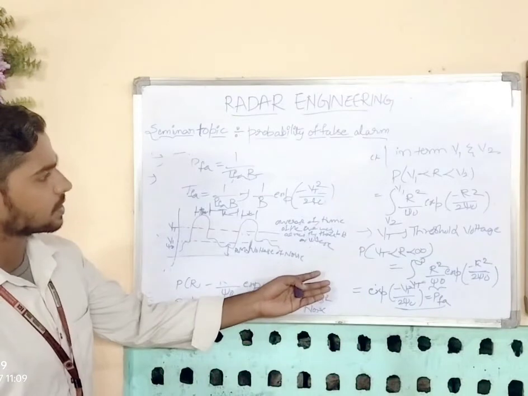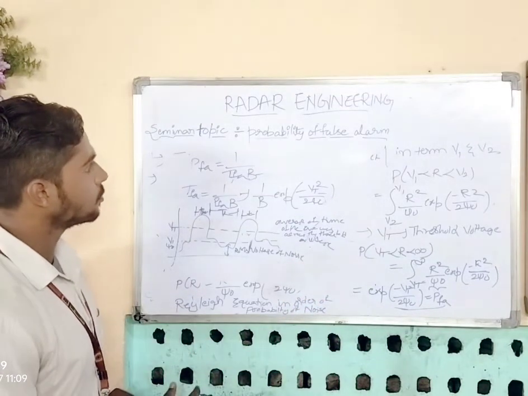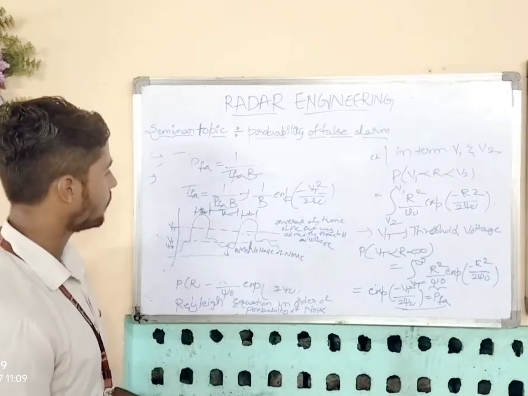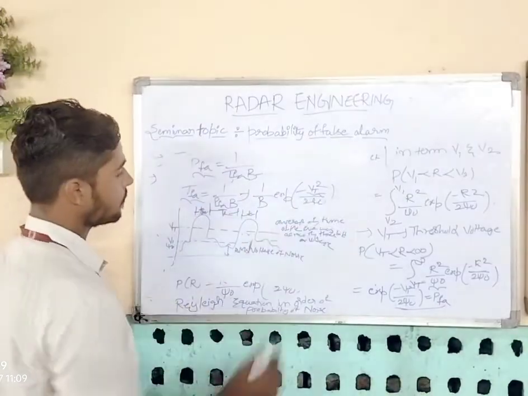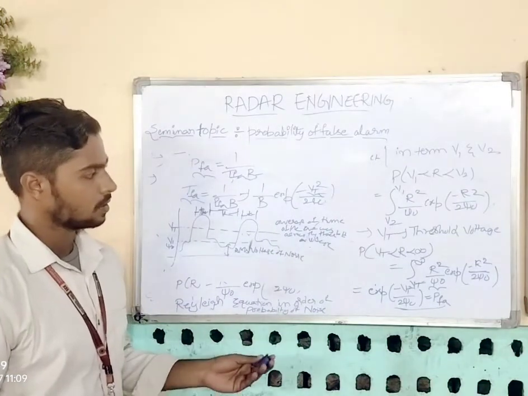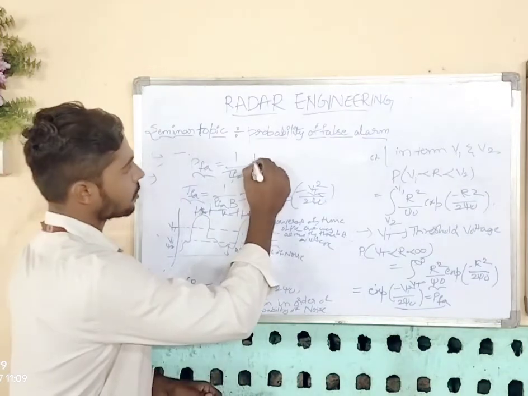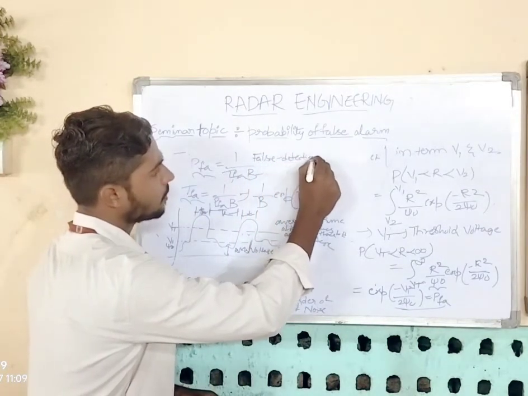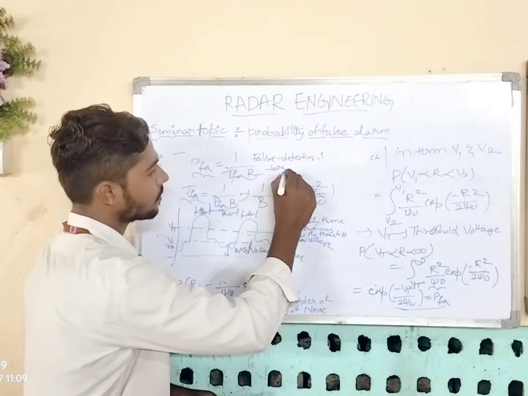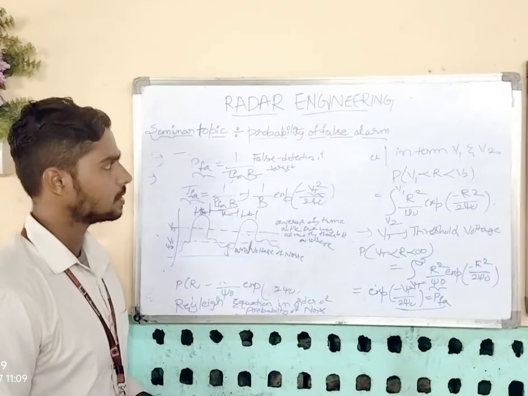So these are the equations that we can use to find the probability of false alarm, based on the time and the threshold. Like this we can detect the false detection of a target, so we can find that there is no target in this radar.